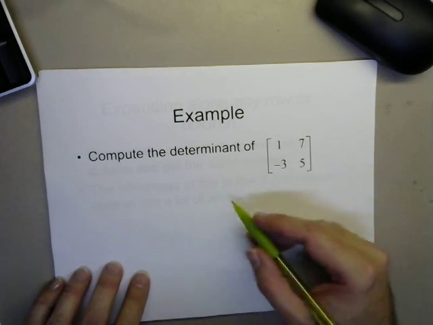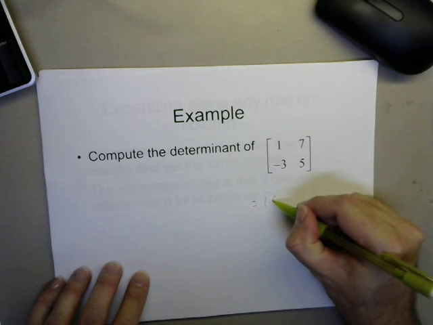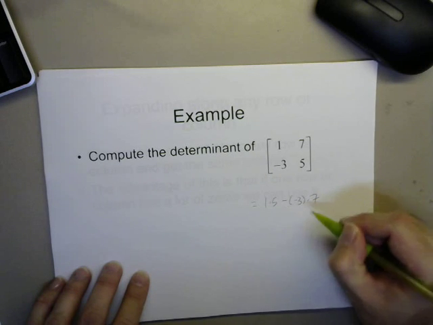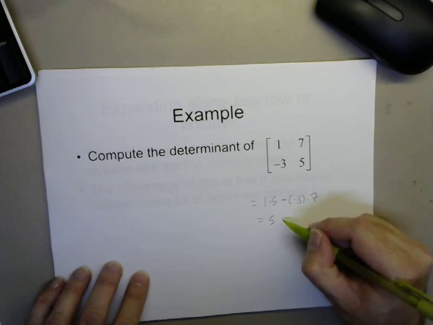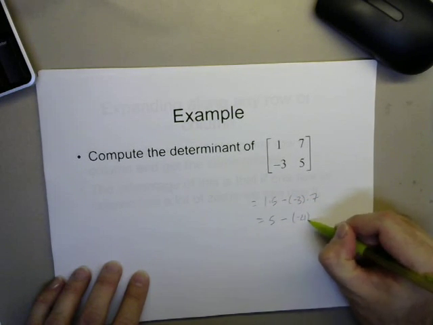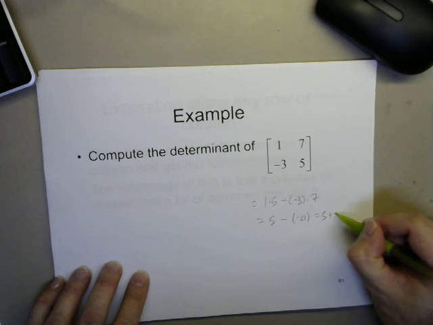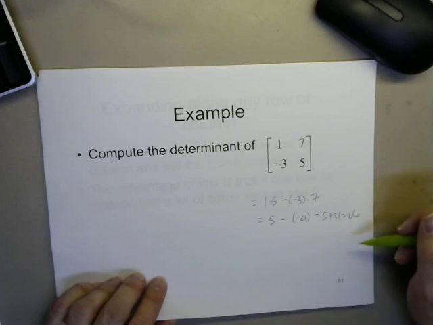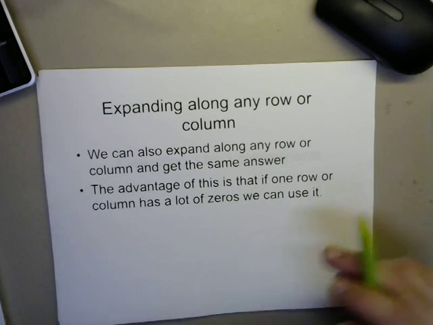Here's another example. For this one, you would just take 7 times 5 minus a -3. So watch your plus or minus signs here. And then you'll get 5 minus -21. So that would be 5 plus 21, or 26. And again, like I said, there is some geometric significance to this number, but we're not going to get into that right now.